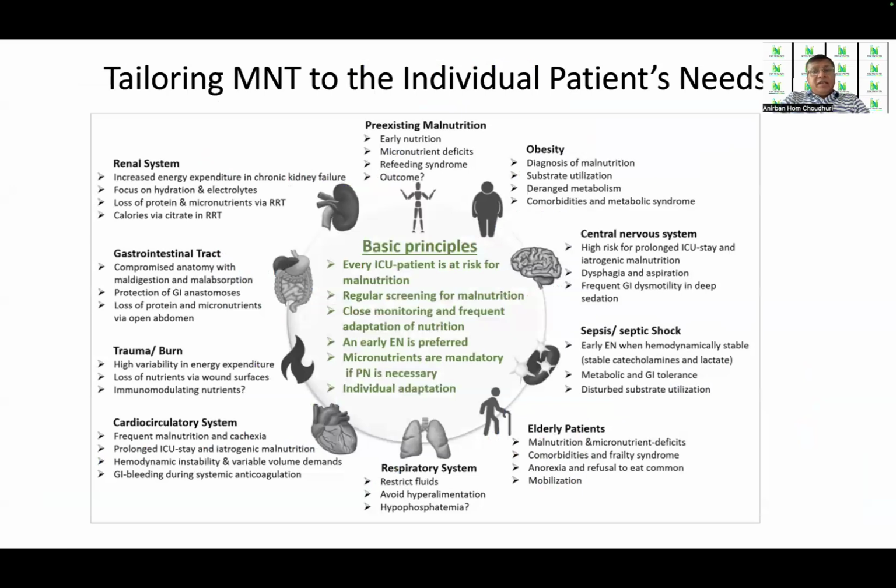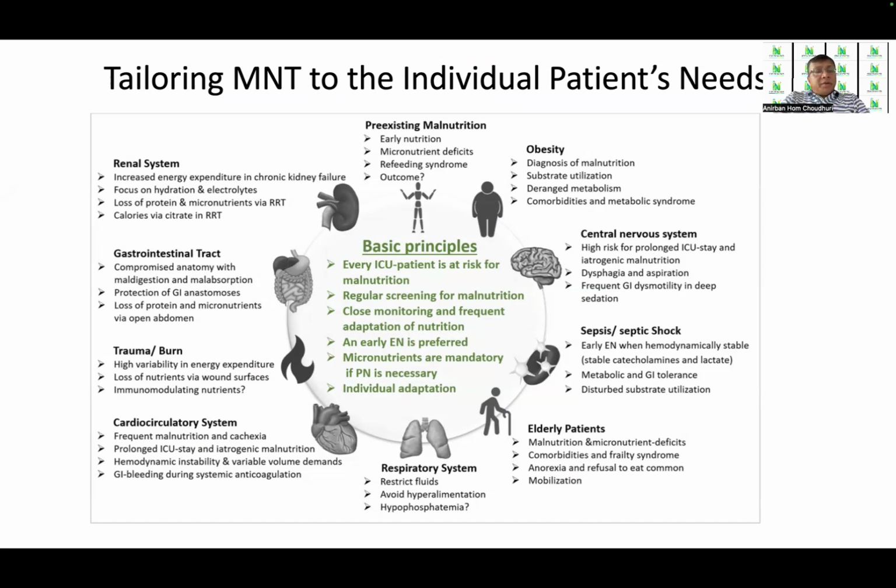So tailoring the nutritional therapy to the individual patient's needs is based upon the principles that every ICU patient is at risk for malnutrition. Regular screening for malnutrition should be done. Close monitoring and frequent adaptation of nutrition should be encouraged. Early enteral nutrition is preferred. Micronutrients are mandatory if parenteral nutrition is necessary, but an individual adaptation to these changing needs is always necessary.